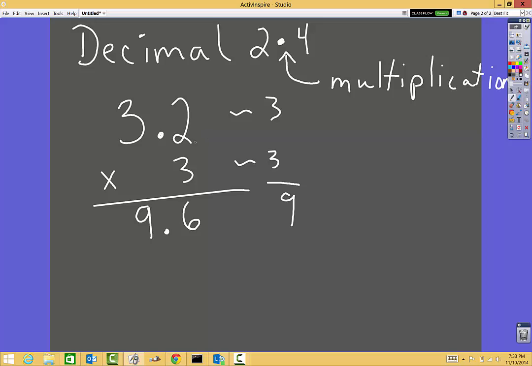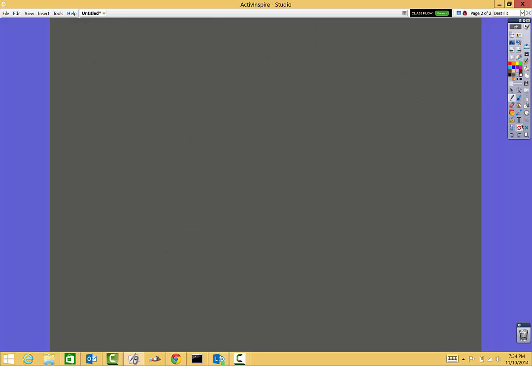So my rule when I'm multiplying decimals is I count how many spaces the decimal is away from the edge. Here it's one spot away, and then I take my decimal for my answer, and I move it that many spots in. So let's try another one with decimal multiplication.